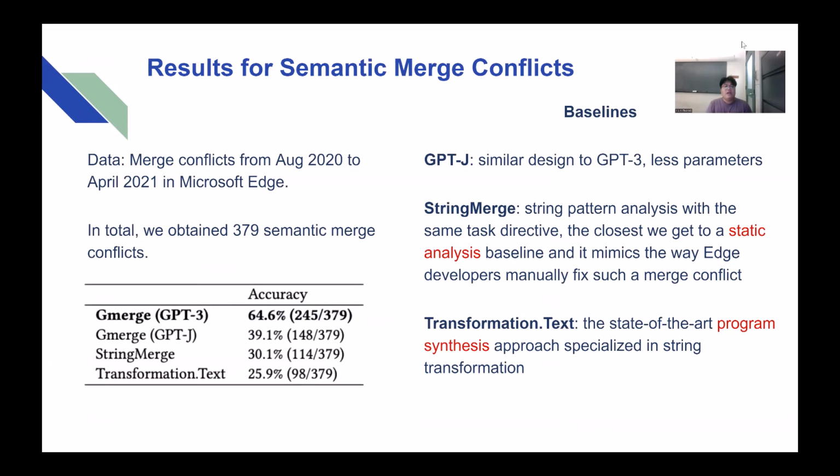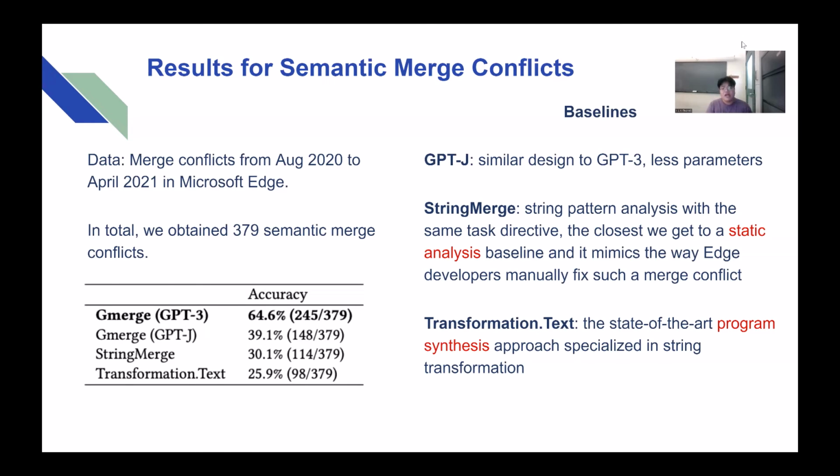Here we have collected more than 300 real-world Microsoft Edge semantic merge conflicts over a period of 8 months. We have three different baselines. The first one is called GPT-J. It's very similar to GPT-3, however with fewer parameters. The second one is called string merge, which is the closest we get to a static analysis baseline, and basically mimics how Microsoft Edge developers every day use string pattern analysis to manually fix such a merge conflict.